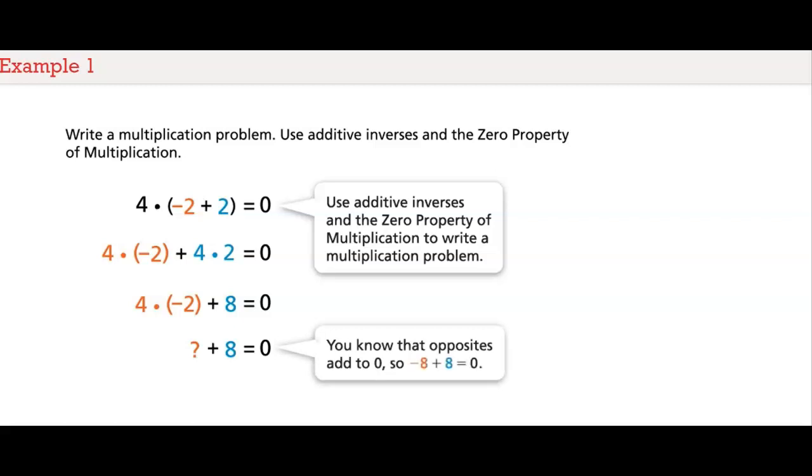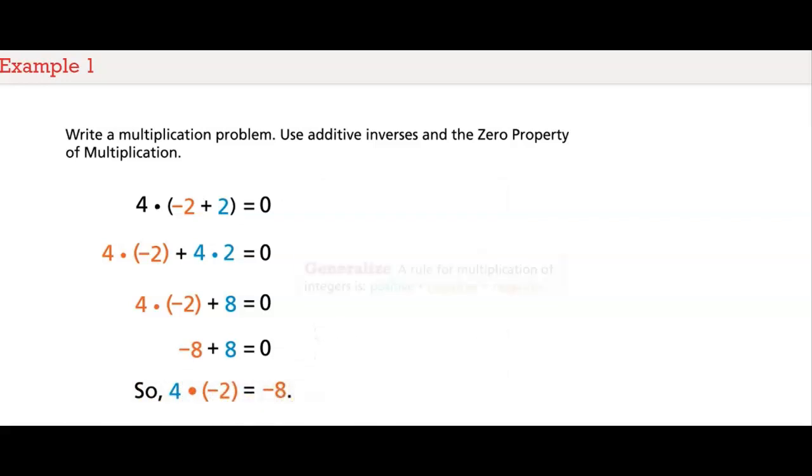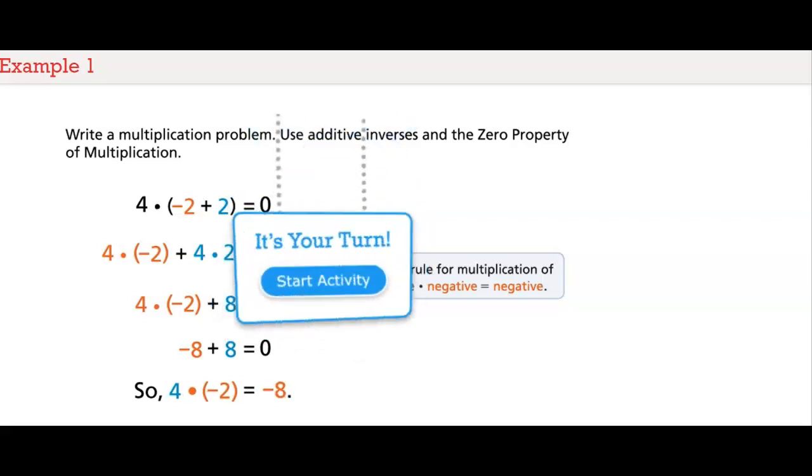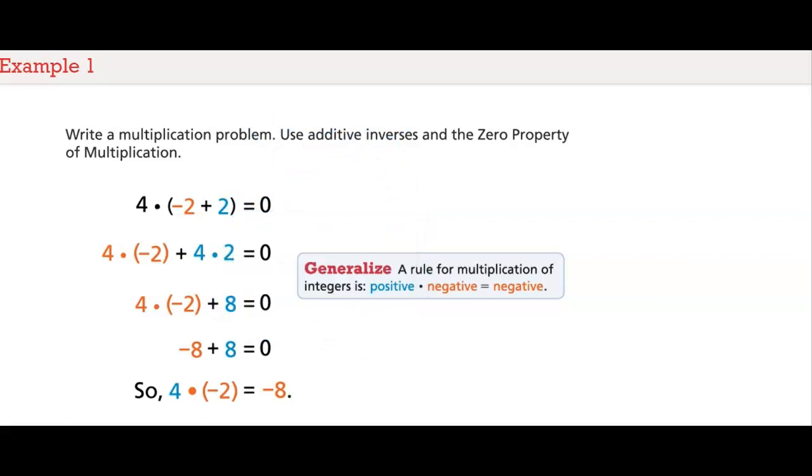So -8 plus 8 equals 0. Therefore, 4 times -2 is -8. A rule for multiplication of integers is positive times negative equals negative. Now you have rules for how the sign of a product is related to the signs of the 2 factors.